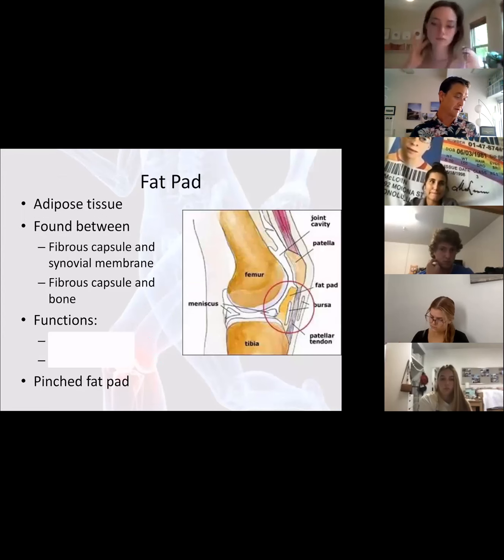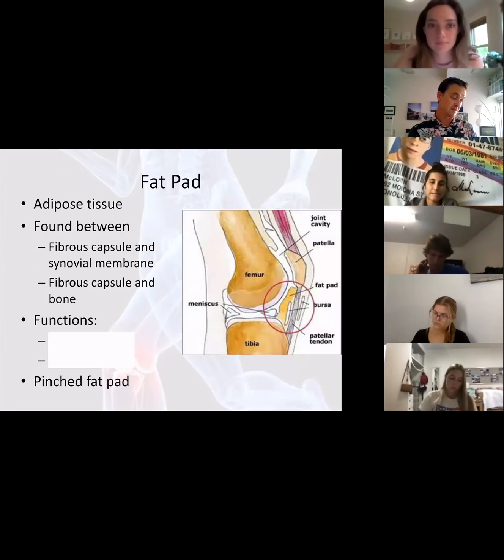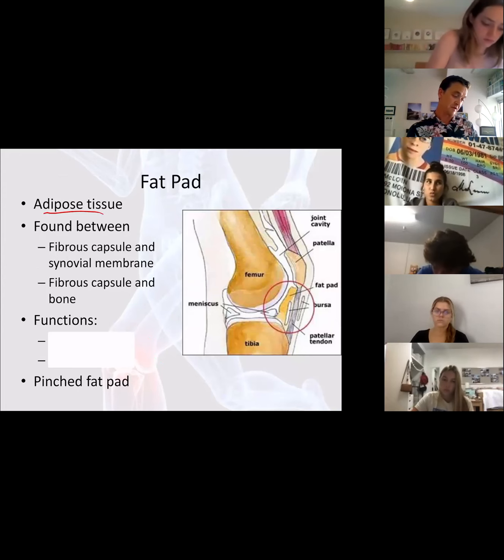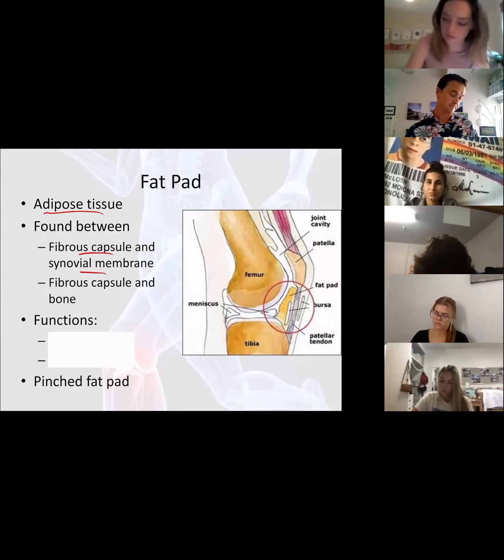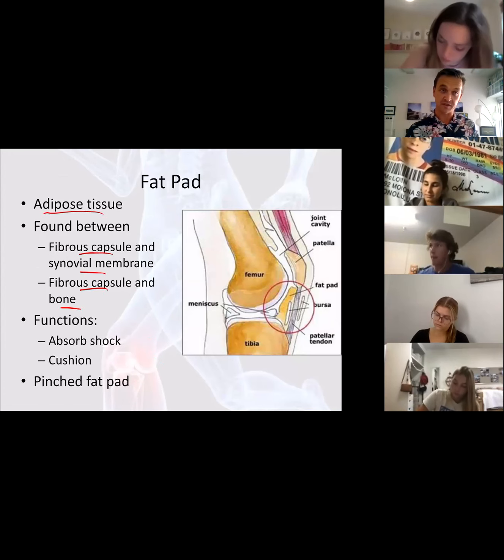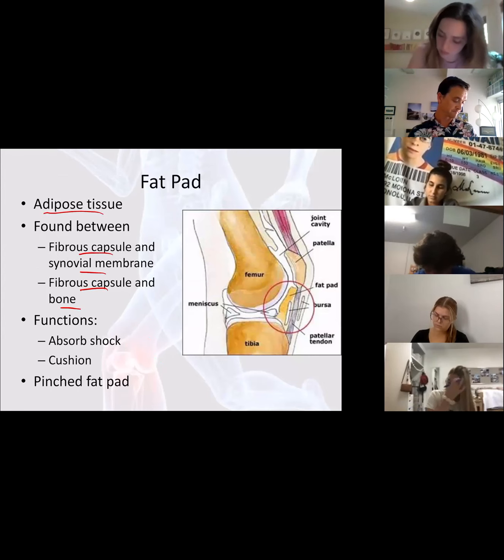All right, another structure associated with joints is called a fat pad. This is really fatty tissue, adipose tissue, and is found between a couple of different places: between the fibrous capsule and the synovial membrane, and also between the fibrous capsule and the bone. Its function is mainly cushion, to absorb shock and provide cushion for impact from the outside or from places where the bones might come together and smash each other.